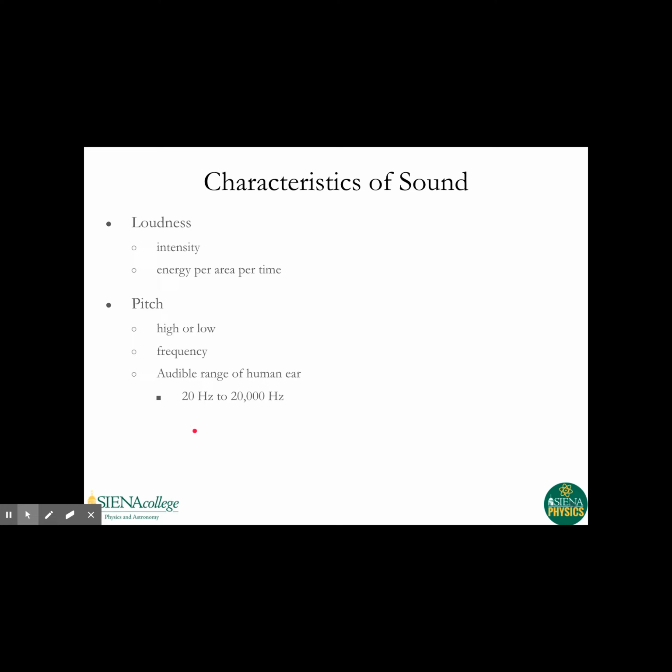Some characteristics of sound that we need to know. One is loudness. So when we talk about loudness, we're talking about intensity or energy per area per time. If we're talking about pitch and how it sounds, we think about high pitch and low pitch, and that has to do with frequency. And again, just to remind you, the audible range for human hearing is 20 hertz to 20,000 hertz, and you're going to be doing an experiment about that.